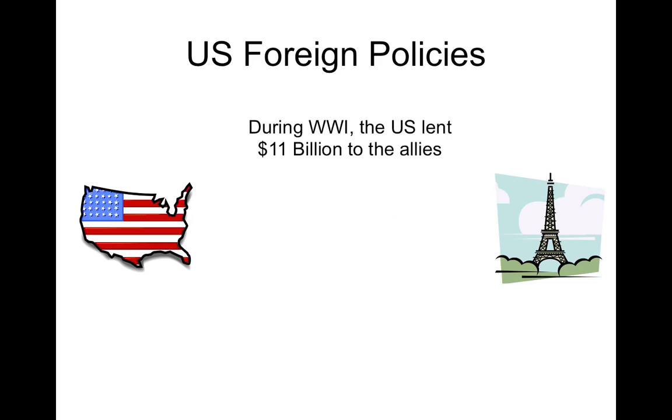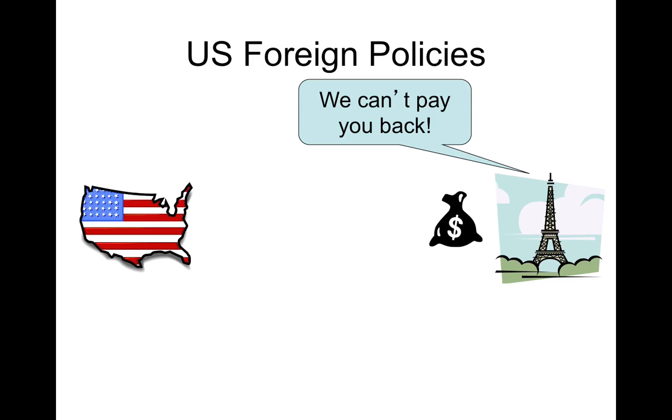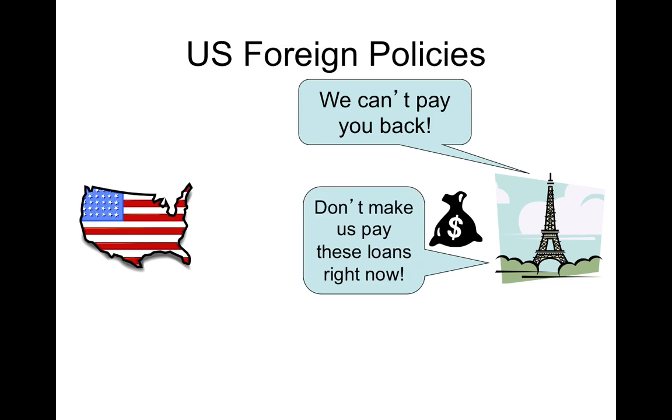and Europe. So the U.S. lends about $11 billion to the Allies during World War I. Looks cool. The problem is that Britain and France are having trouble paying back that money.